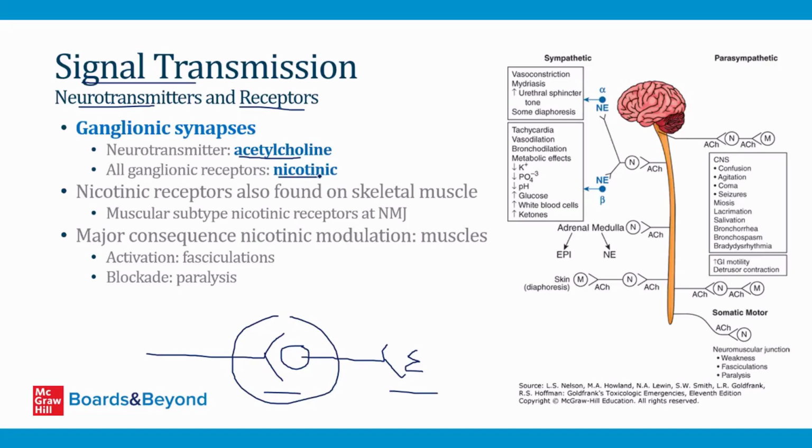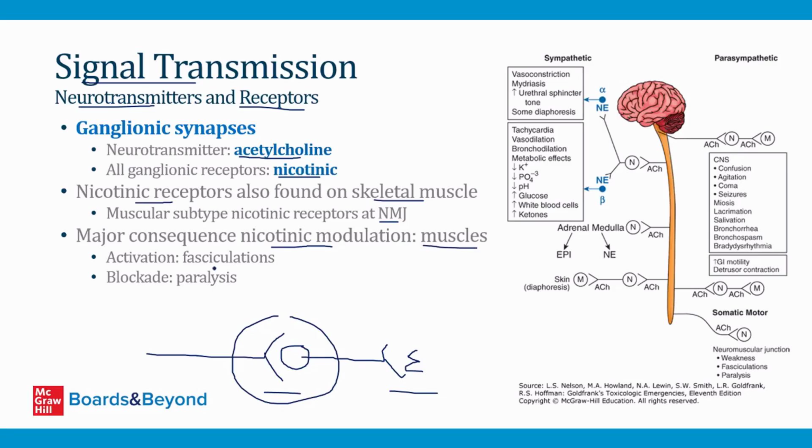Now, the important thing to know about these ganglionic synapses is that nicotinic receptors are also found on skeletal muscle fibers. They are the major receptor type at the neuromuscular junction where neurons synapse with muscle fibers. And this has important consequences when it comes to pharmacology. If you're going to modulate nicotinic receptors, either activate them or block them, the dominant effect is going to be on muscles, not the autonomic nervous system.